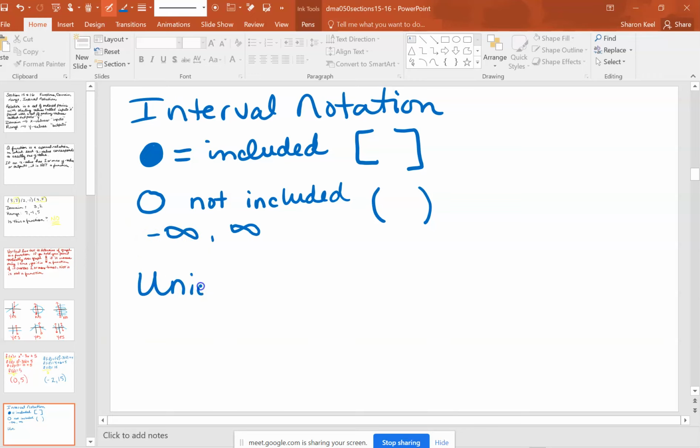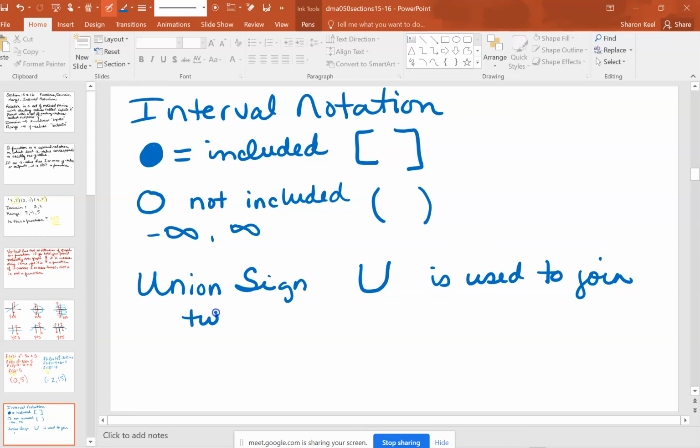There is one other thing that we might see, which is called a union sign. It looks like a big U. The union sign is used to join two parts as one answer. Sometimes there may be a gap, a break in the graph that you're looking at, which would mean you might need to use that union sign.